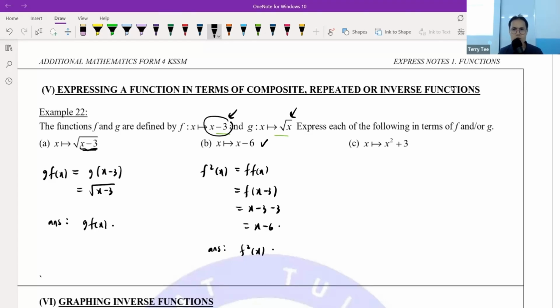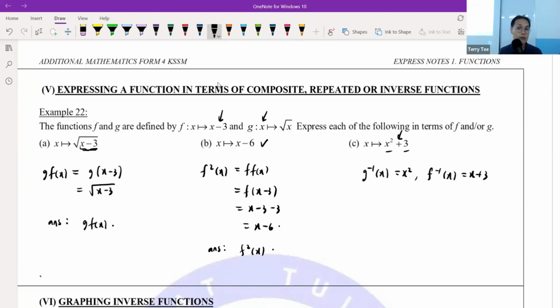Okay, the next one. You can see this is x squared plus 3. One thing to take note: there is no x squared here. But remember, inverse is the opposite operation. This g(x) itself is square root x. If you inverse the g, the opposite of square root is square. And notice this is a minus, whereas this is a plus. The opposite of minus is a plus, right?